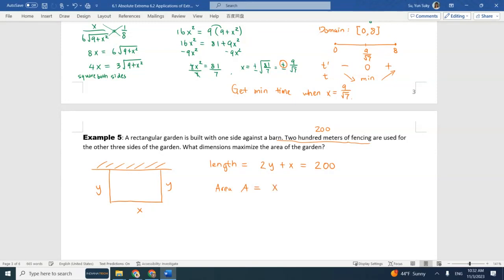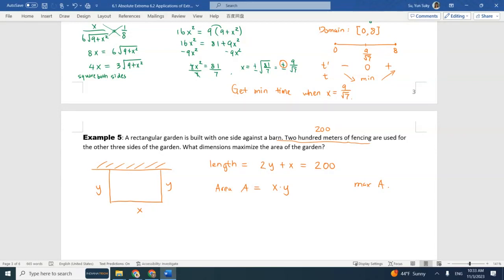Yeah, length times width. So x times y. Yes, everybody? So we want to maximize the A. So far, so good? Okay. Sometimes the problem could be more complicated.